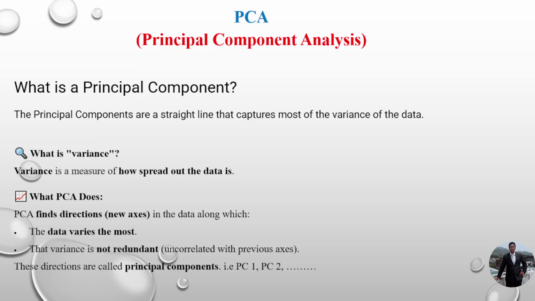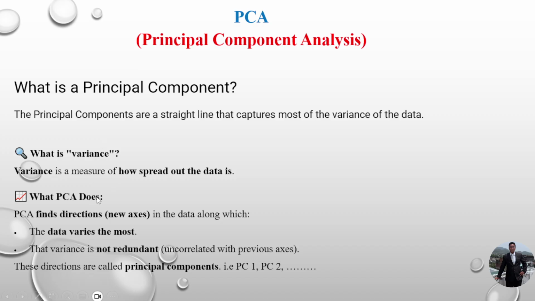Variance is a measure of how spread out the data is in a dataset. If values are very similar, the variance is low. If the values in a dataset are widely spread and have different values, then the variance is extremely high. In machine learning or data analysis, high variance often means more information, patterns, differences, or signals in the data. So what does PCA do?